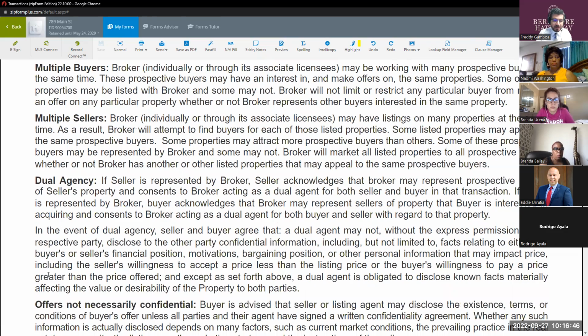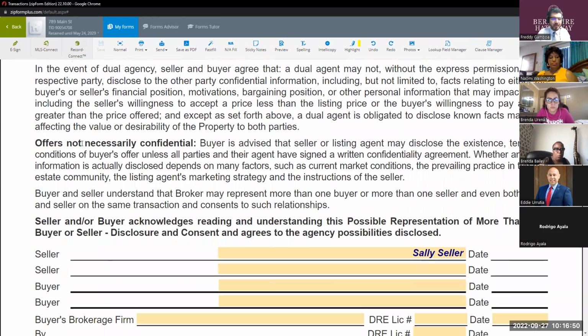And we already talked about having a dual agency. We know what that means. Now keep in mind that when it comes to offers, offers are not necessarily confidential.